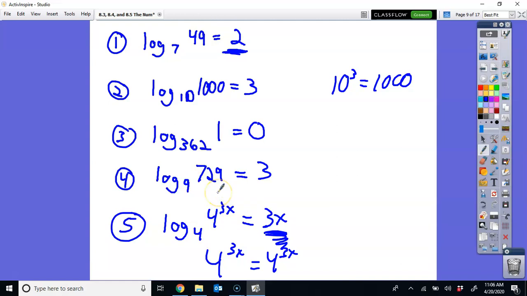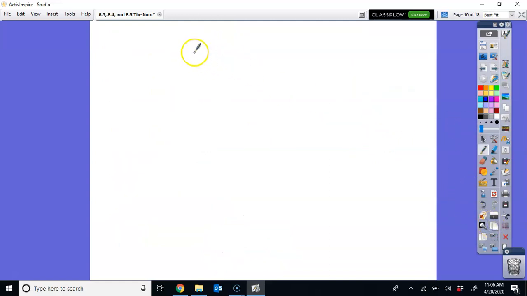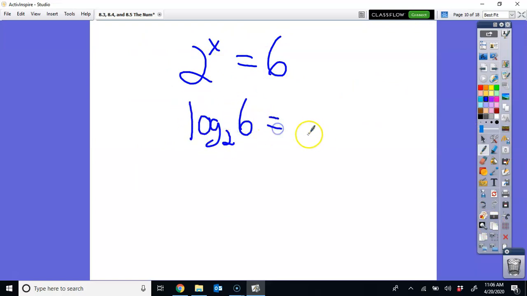So now, obviously at this point, everybody's thinking, okay, great, I get this, but what if the answer is not so easy, Mr. Harrison? How did you get that one a little while ago where you had 2 to what power is 6, and you said log base 2 of 6? How'd you get that answer? You got 2.585 approximately, right? How did you get that?